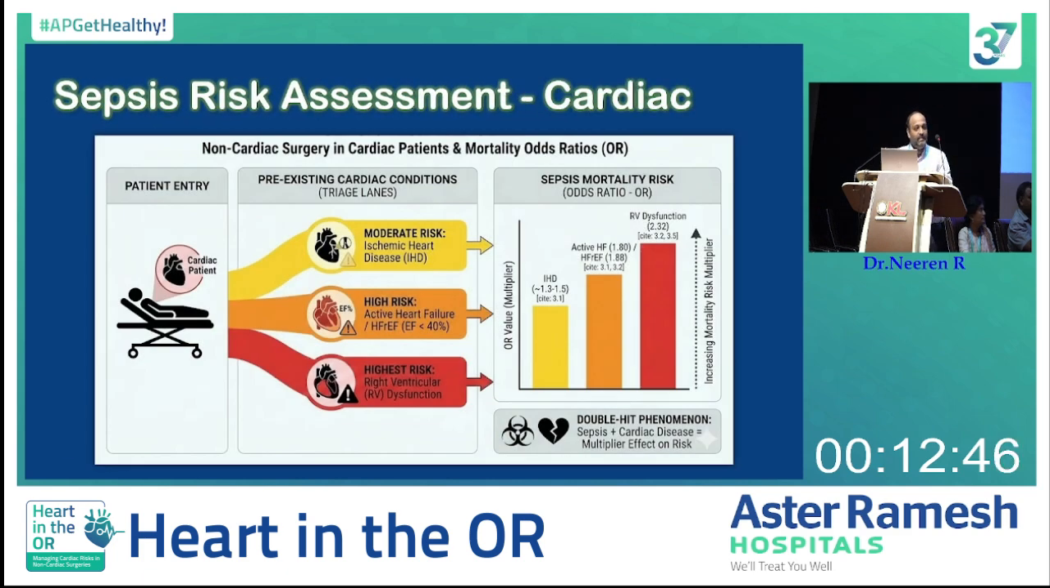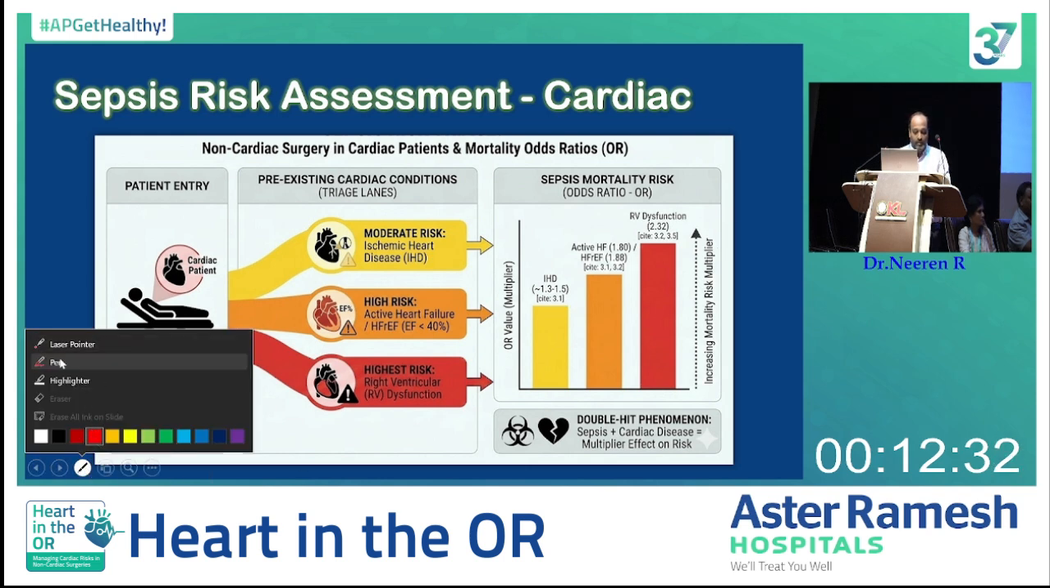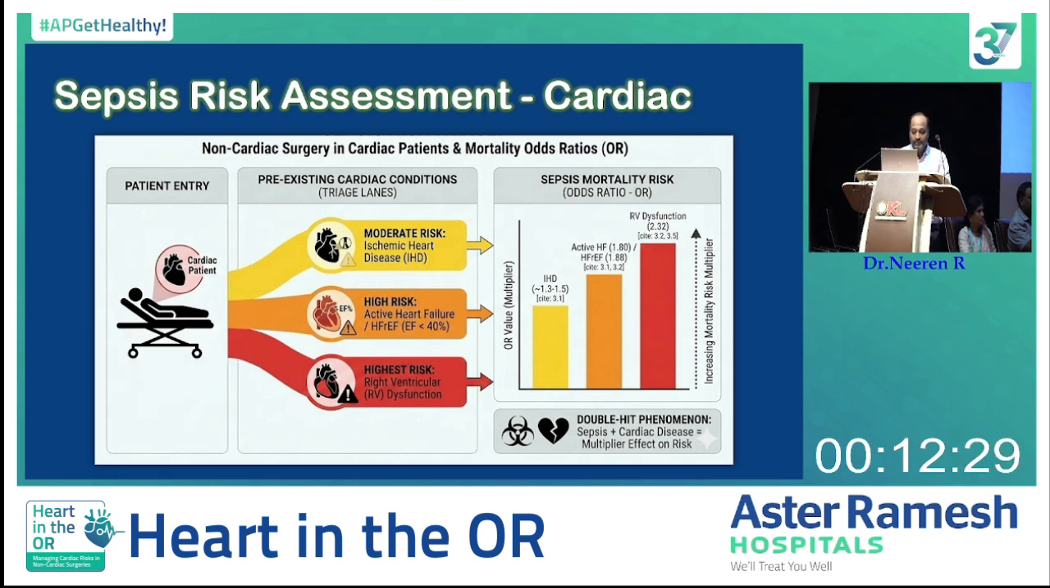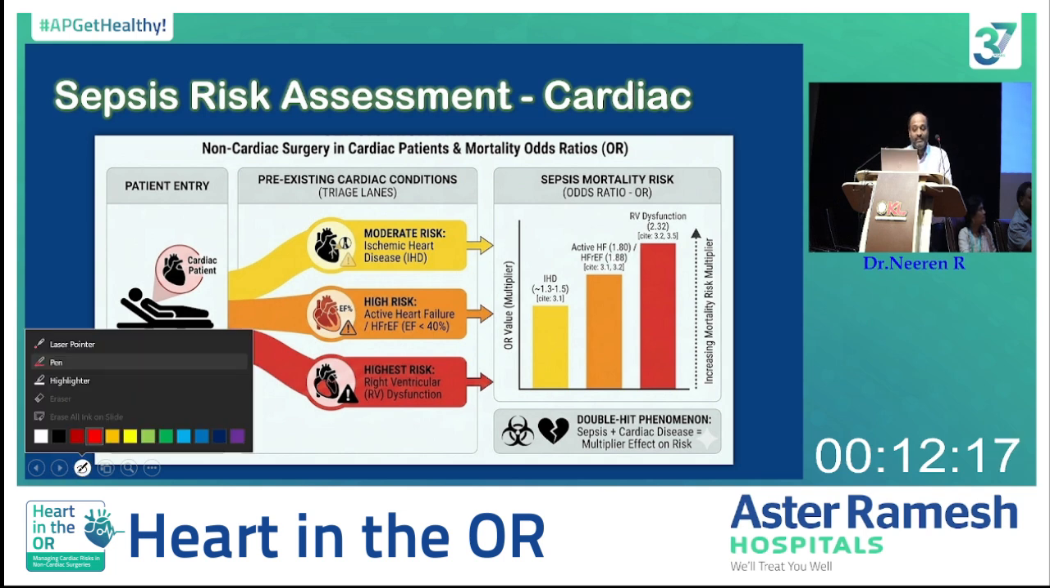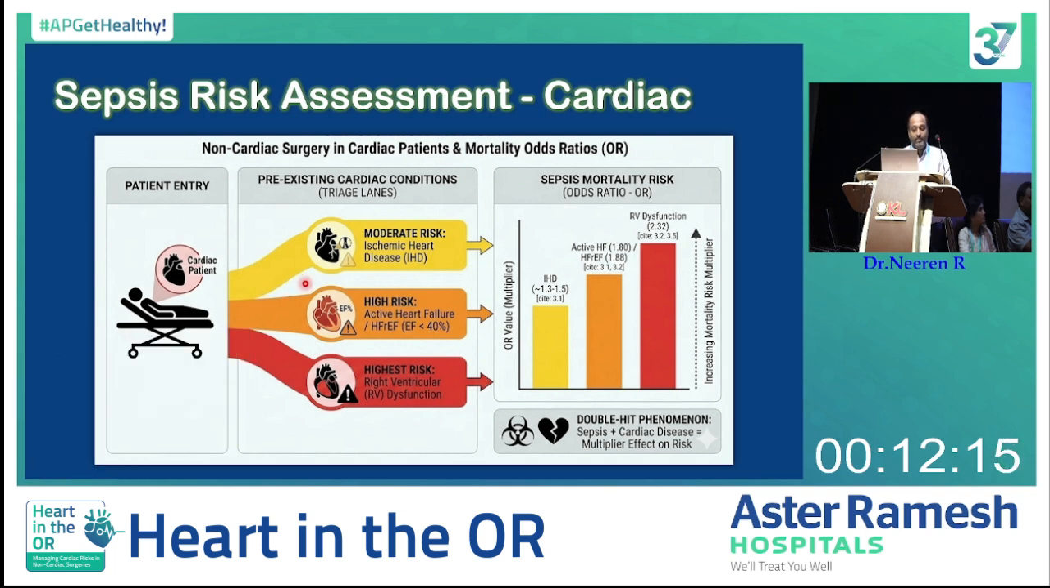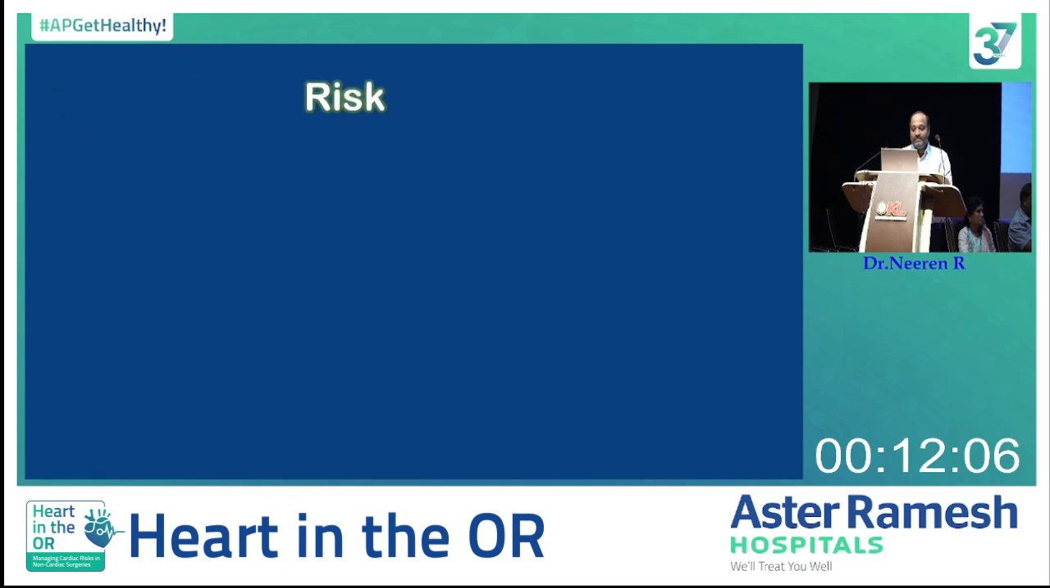So first, in assessment of sepsis risk in cardiac patients, the important pre-existing cardiac conditions we have: the common one, ischemic heart disease, increases the odds ratio by around 1.3 to 1.5, while the presence of any heart failure increases the risk by around 1.8. So it almost doubles the risk of sepsis in these patients. But the most important risk factor, which has the highest odds, is actually right ventricular dysfunction. The presence of right ventricular dysfunction increases the odds ratio to almost 2.32 times that of normal patients.